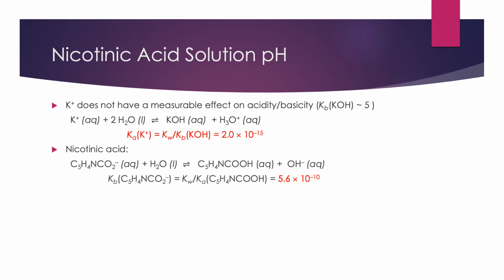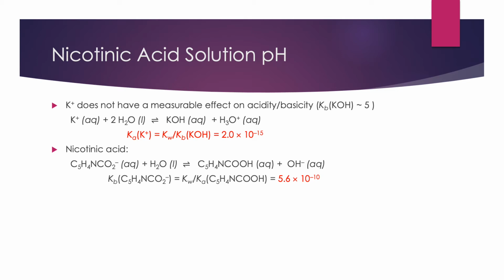Now, K+, as you might expect, I hope, does not have a measurable effect on acidity or basicity. When we write out its acid dissociation reaction, Ka for K+ is going to be the autoionization of water equilibrium constant divided by the Kb of KOH, and we get a really small number, 2.0 times 10 to the minus 15. This is not a very acidic cation when we put it in aqueous solution.